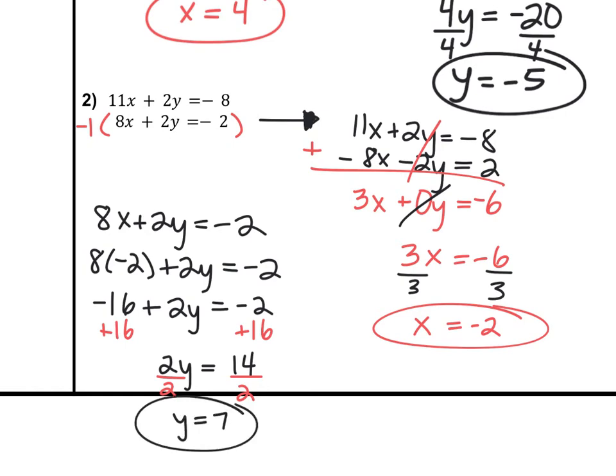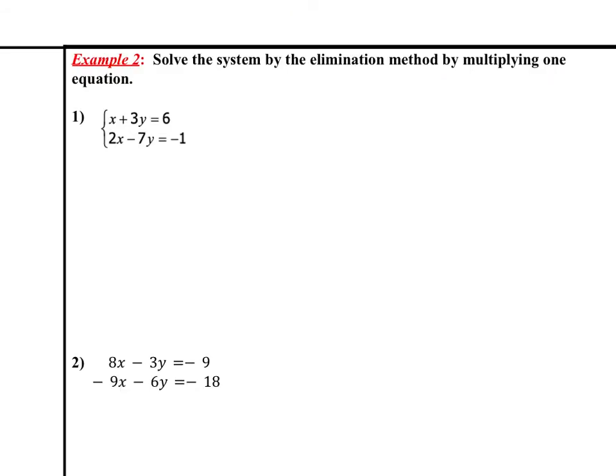So those are my two numbers. Write the answer as a point. It's x is -2, y is 7, which is my final answer. We're going to do two more and not do the last one on this page.